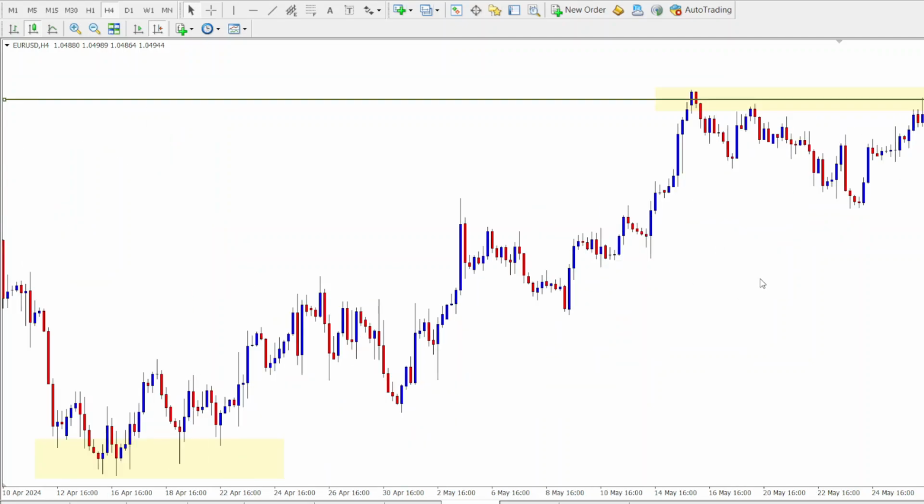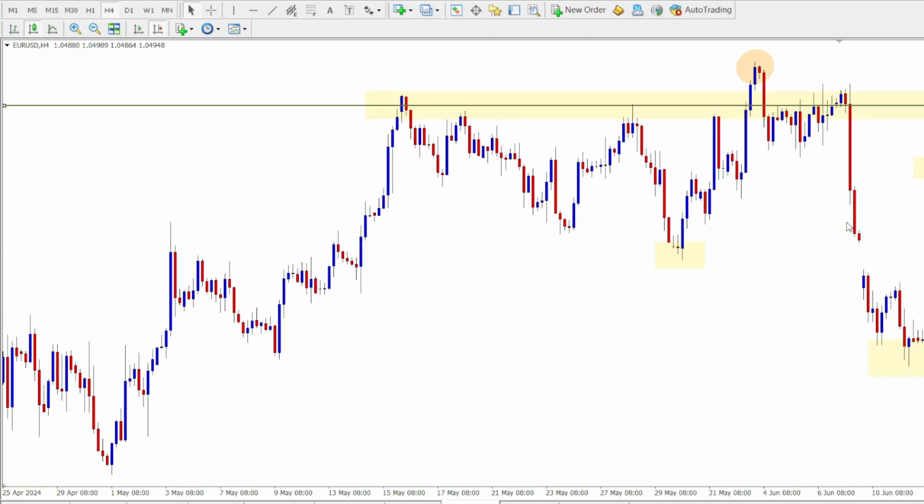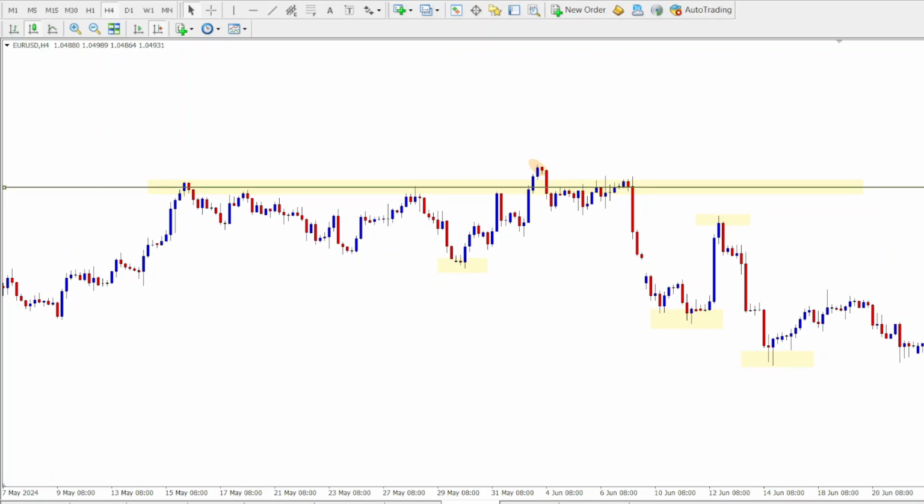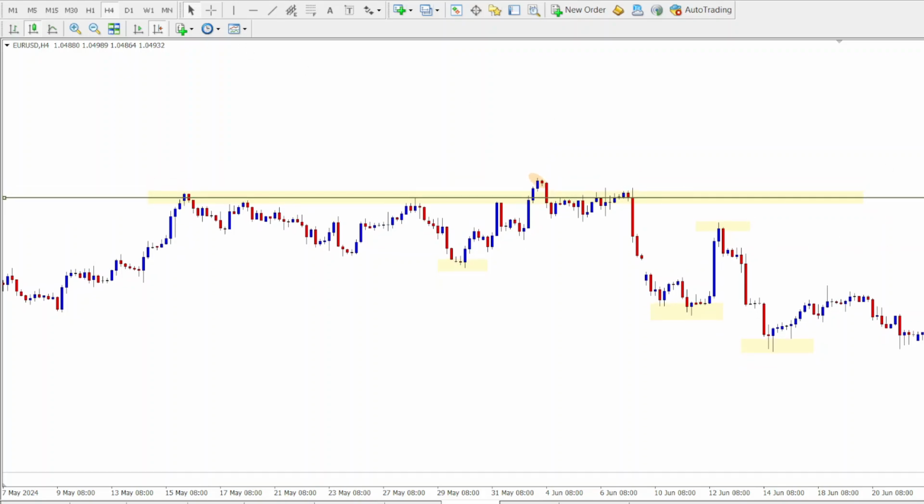Then another area to watch out for are big round numbers, what we call psychological levels. Levels like 1.1, 1.2, 1.3. For example, if you're trading the EUR/USD, if price is around maybe 1.1000, 1.2000, 1.3000, and so on, forex often attracts liquidity.